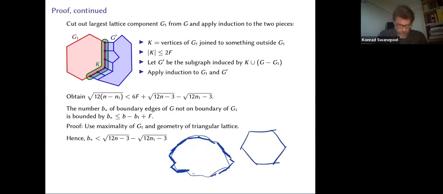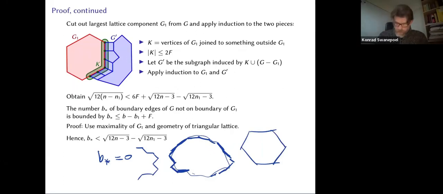And so suppose for the moment that B star is actually zero. So suppose that the whole boundary of G is on the lattice. So the boundary of G and G1 are the same. Well, what then happens is, now we can actually find a better isoperimetric inequality. So if I have a polygon and all the edges are parallel to one of these six directions, which one gives me the best isoperimetric inequality?